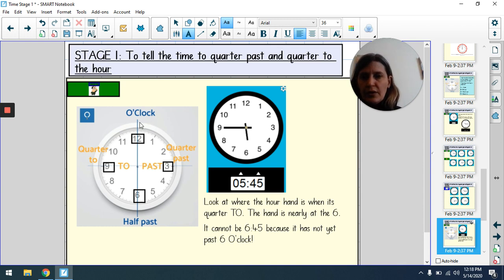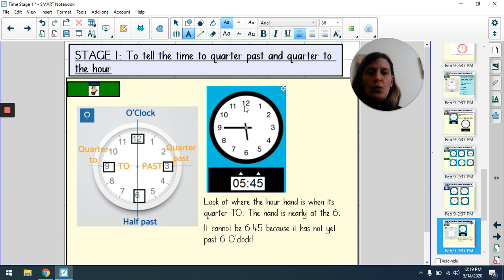So if we think back to our clock, we split it into quarters. We had o'clock, quarter past, half past, quarter to. So whenever the minute hand is on the 9, it is telling us it is quarter to the next o'clock time. And that's really important, because if you have a look at your hour hand here, you can see it's almost on the 6, but not quite. That's telling us that there is a quarter of an hour until it is 6 o'clock.